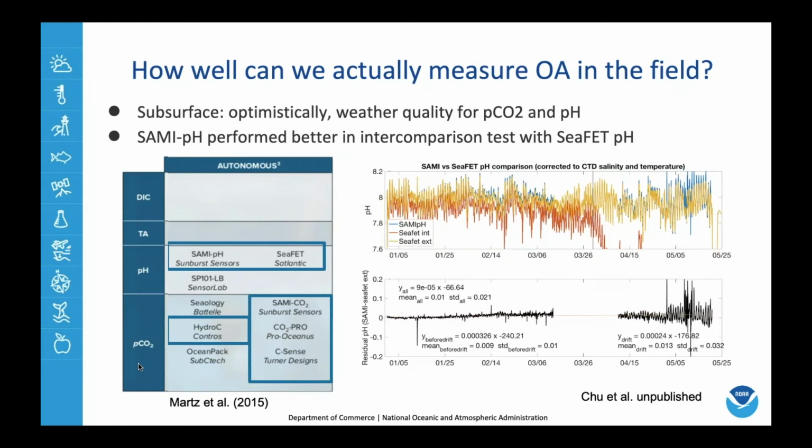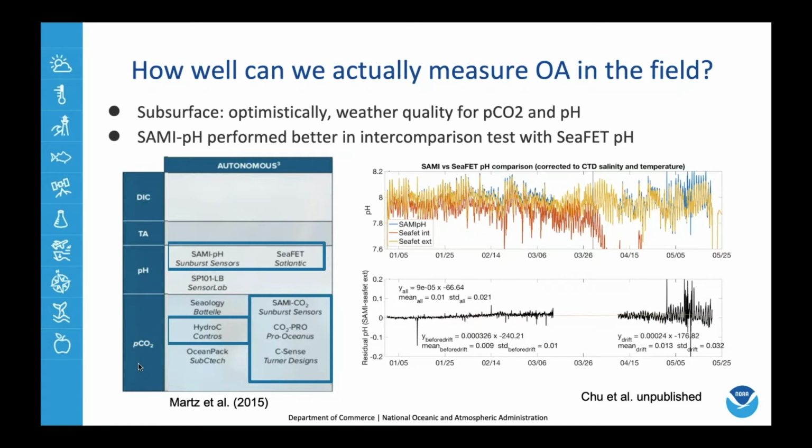I want to make a note here that no autonomous sensors can be deployed on buoys that exist for total alkalinity, shown here as TA, and dissolved inorganic carbon, or DIC, for surface or subsurface. However, there are commercially available sensors in the prototype stage that have shown promise at our testbed sites for subsurface sensor evaluation that I will describe shortly.